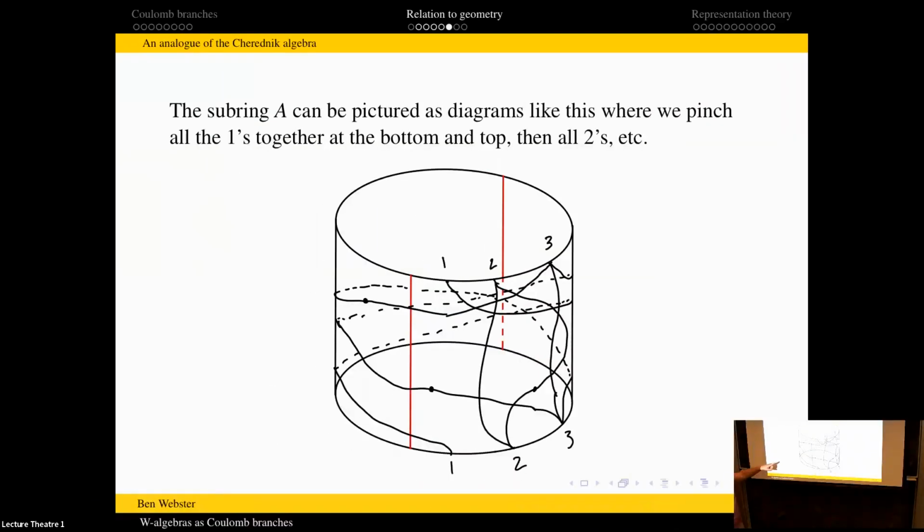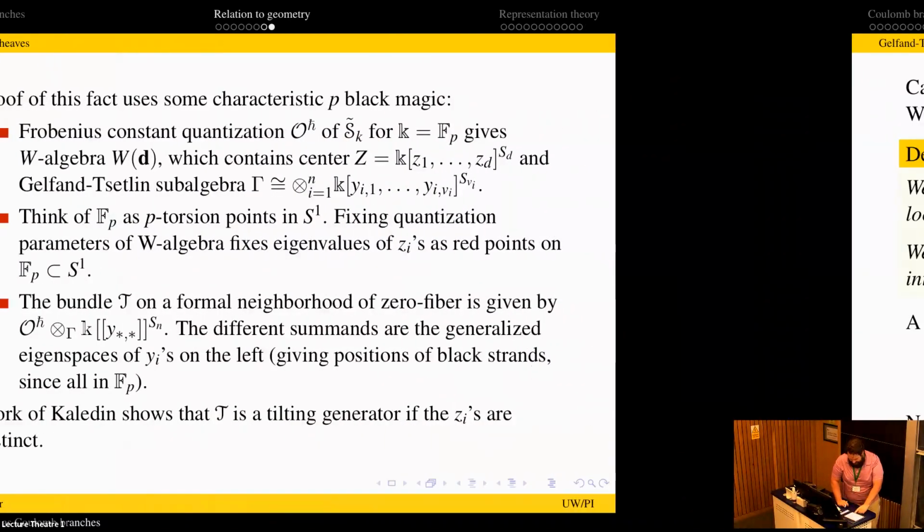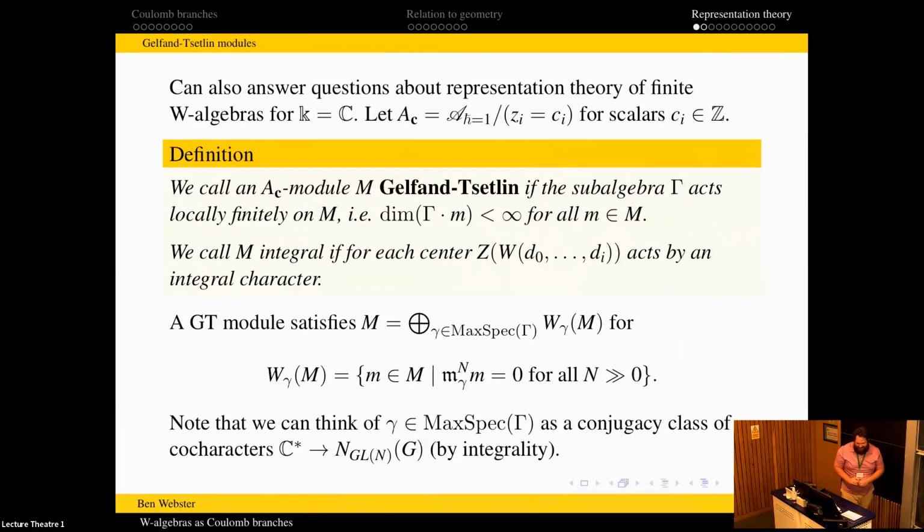And in these pictures, I think of the p-torsion points of the circle as the elements of F_p. And I sort of understand what's going on as I put my dots at the eigenvalues of the integrable system. All right, so that's the trick. I think we'll leave any discussion of that for later.